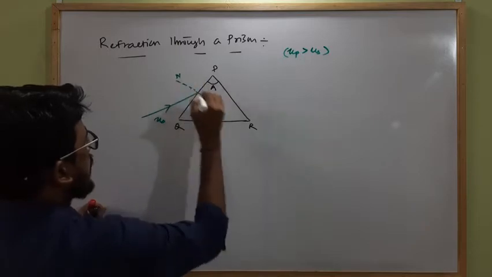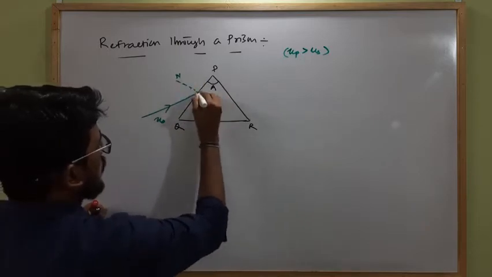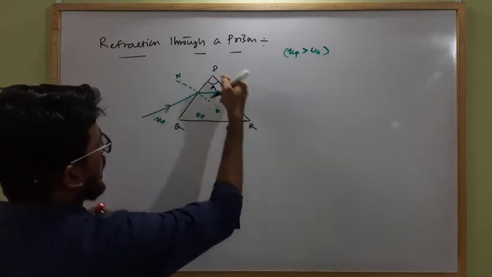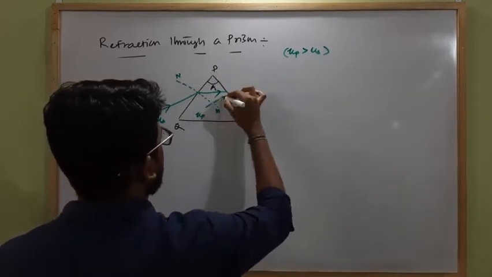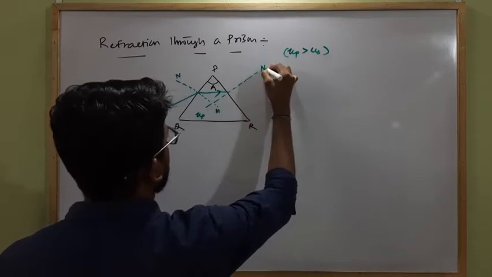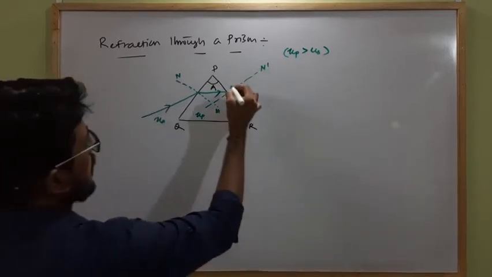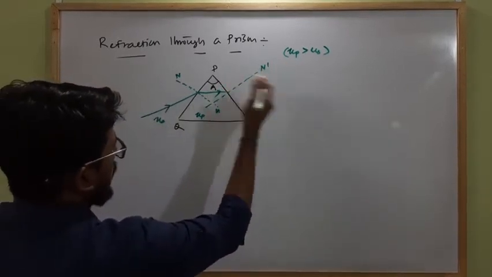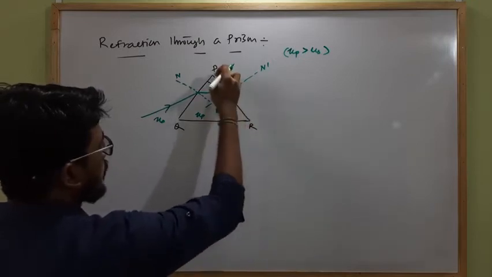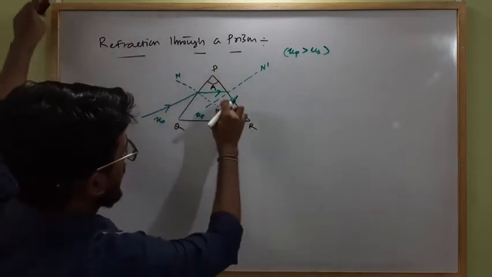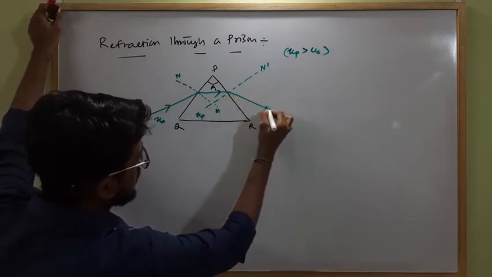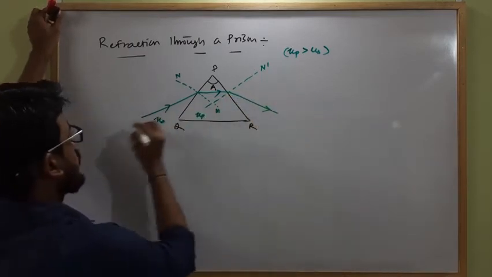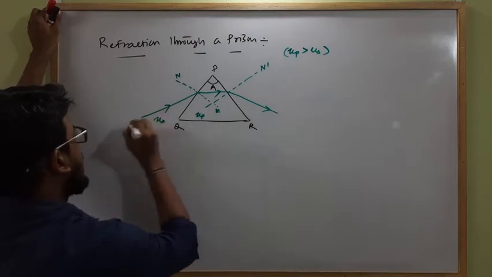Let this be the normal. So it will go like this. Again at this place, this is the normal. So after refraction, as light now travels at the surface PR from a denser to a rarer medium, it will bend away from the normal, so it will go like this. Clear?